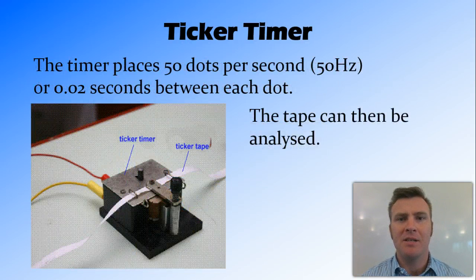As it bounces at 50 times per second, or 50 hertz, it leaves a dot on the paper, and we can then look at where the dots are on the paper and analyze the motion of whatever the ticker timer was attached to.